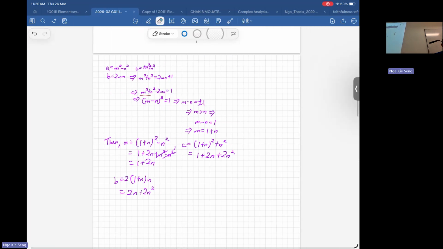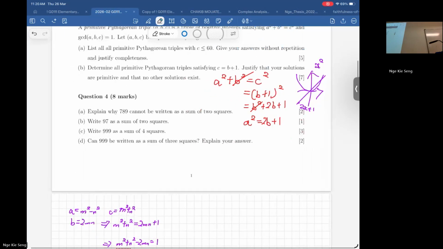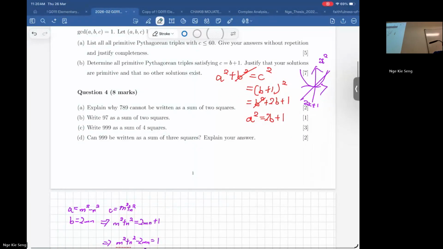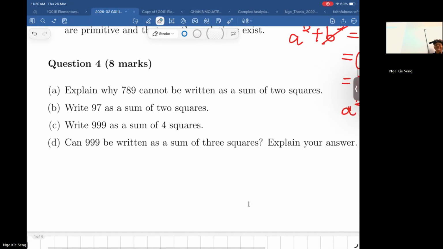And then, but then we need primitive. How does this condition come in? How do the primitive things come in? Any idea? Normally, if I don't have an idea, I go solve an easier one first, and then I come back. Yeah, this is the thing you have to do. You cannot be stuck there forever.